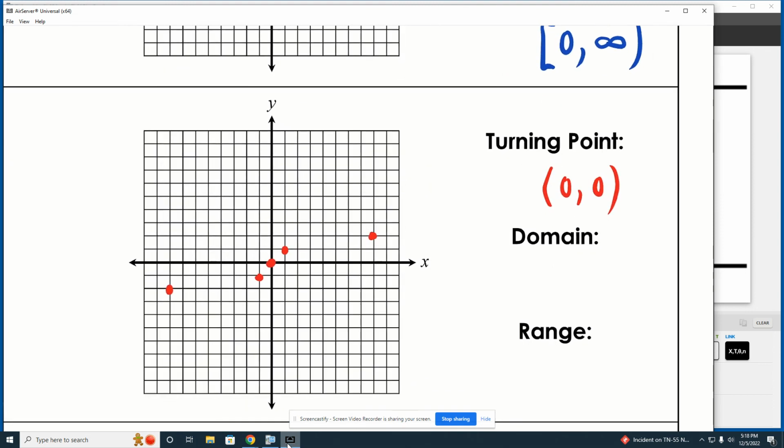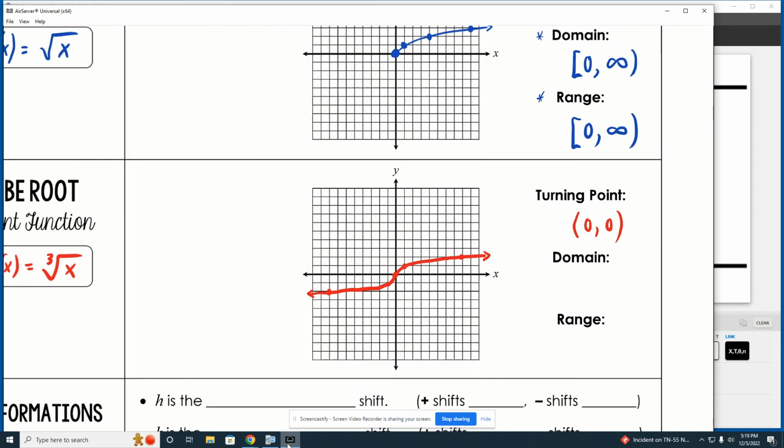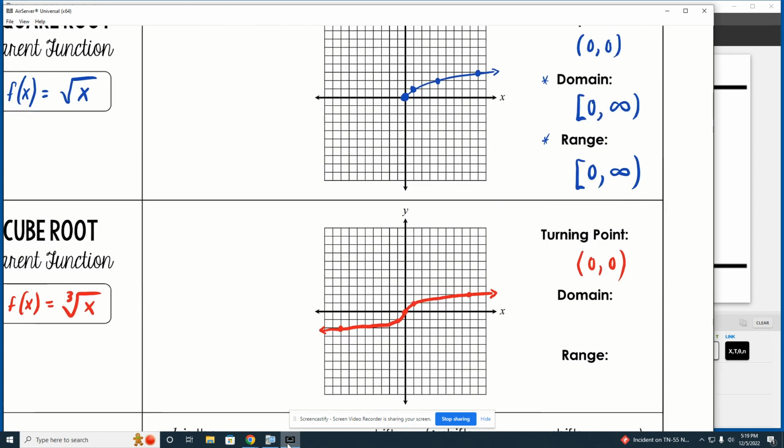So there's what the graph is going to look like. It's going to start down here coming from the left. It's going to make its way up. It's going to do its little turn, and it's going to go on up and to the right forever. So there we have it. That is the graph of a cube root function. So you can tell some similarities. You can also tell some differences. How one keeps on going forever and one ends.